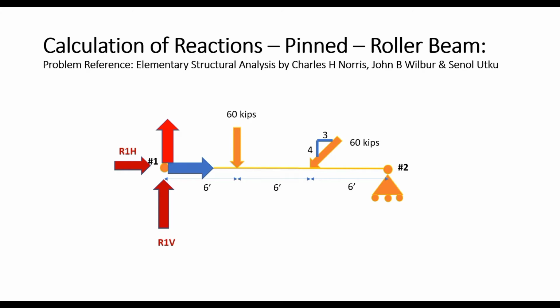Now, we have considered both these reactions along the positive direction of the global x-axis. This is an assumption, and our calculation would verify whether this assumption is true or not. R1V means the vertical reaction at node number 1. R1H means the horizontal reaction at node number 1. Similarly, we can remove the roller support and replace it by the restraining force that it provides, and thus we have the vertical reaction R2V, which means the vertical reaction at node number 2.